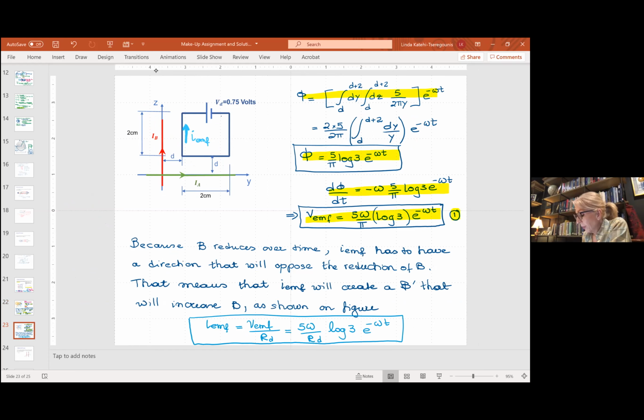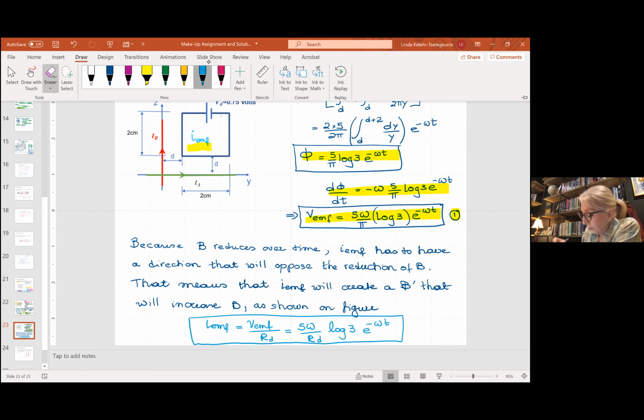Equation 1 tells us that the VMF, which is due to the magnetic flux density, shows that there is a variation of the magnetic field, but the magnetic field goes down over time. So your IMF current here will have to have a direction to strengthen the magnetic field. So it opposes the reduction of the magnetic field over time. So it opposes the reduction of the flux over time. And as a result, the EMF is going to have that direction that you see here.